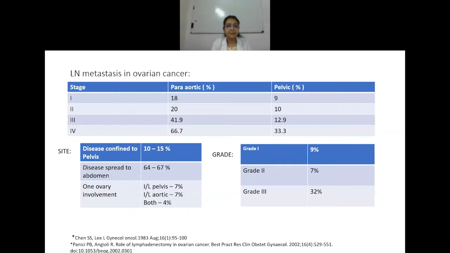Here we see the lymph node metastasis in ovarian cancers. The stage-wise involvement of the para-aortic and pelvic lymph nodes is seen: in stage 1, as we have already discussed, 9% is involved in the pelvic and 18% in the para-aortic nodes, whereas in stage 4, pelvic involvement is 33% and para-aortic is 66%. According to the site, when the disease is confined to the pelvis, the percentage of lymph nodes involved is 10 to 15%.